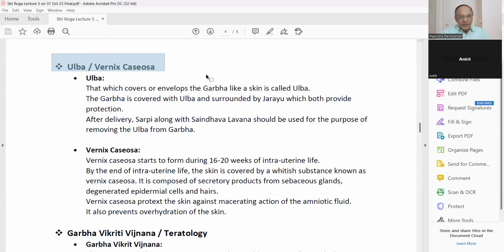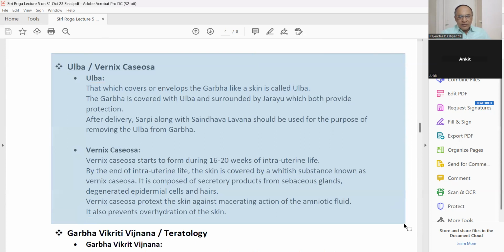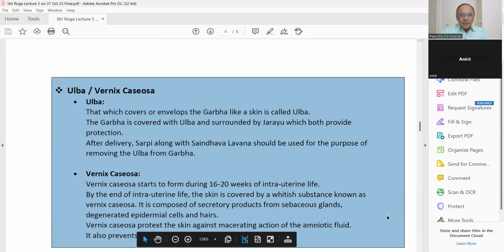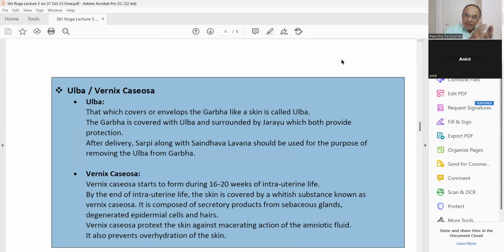Now, we will discuss this again, SAQ for 3 or 7 marks, very important topic. Ulba or Vernix Caseosa. Please write down this title, Ulba. In Marathi, you can write down Ulba, because in the examination they will ask you, what is Ulba? Ulba is Ayurvedic terminology and Vernix Caseosa is modern terminology, modern science.